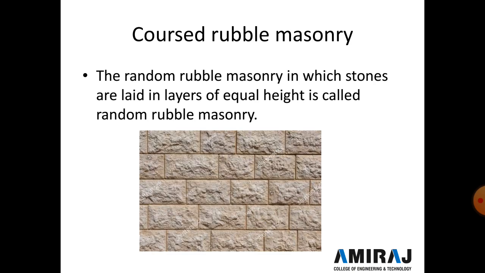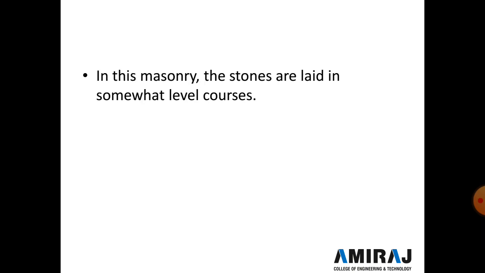Now the second type of masonry is coursed rubble masonry. The random rubble masonry in which stones are laid in layers of equal height is called coursed rubble masonry. So here the layer height is equal. In this masonry the stone is laid in somewhat level courses, and headers of course height are placed at a certain interval. The stones are hammer dressed, and it is very suitable for the construction of residential buildings, godowns or boundary walls, etc.